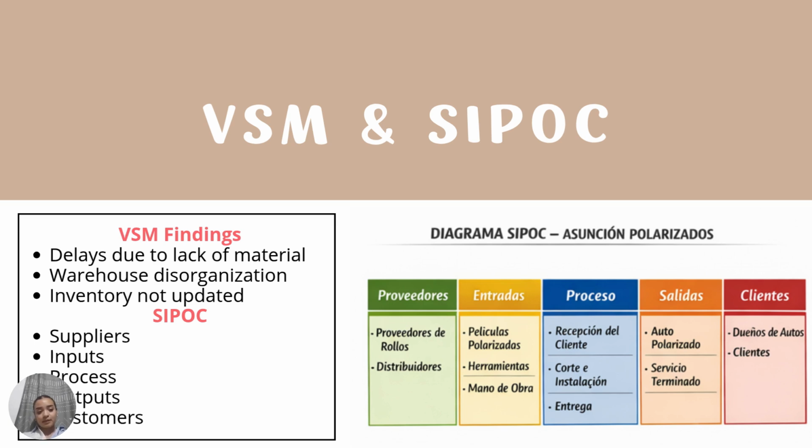The SIPOC diagram helped identify all the main elements of the process. It includes suppliers, inputs, the process itself, outputs, and customers. Using this tool, it was easier to understand how materials and information moved through the company. This analysis helped identify weaknesses in inventory management and process organization.